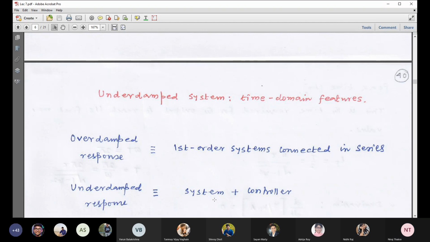Okay. The first case corresponds to overdamped response, and that is if first order systems are connected in series. And second case, if we employ a controller with a system, the resulting response is underdamped response. But one thing I want to mention here, sometimes for the second case, system plus controller, we can have this overdamped response.